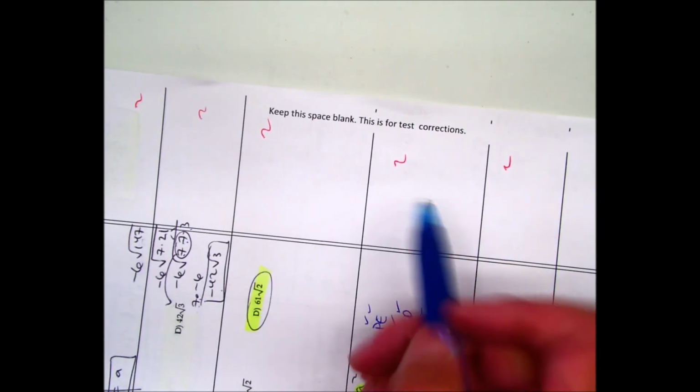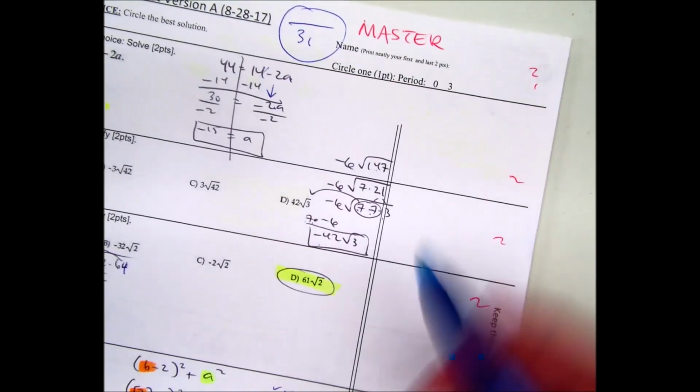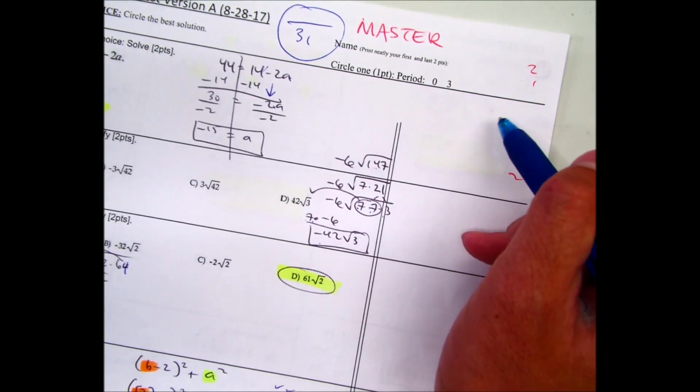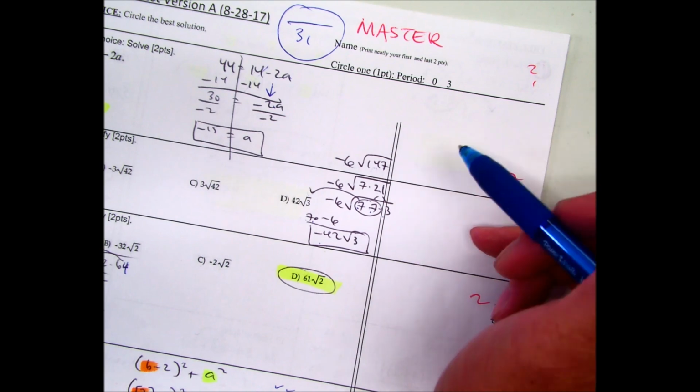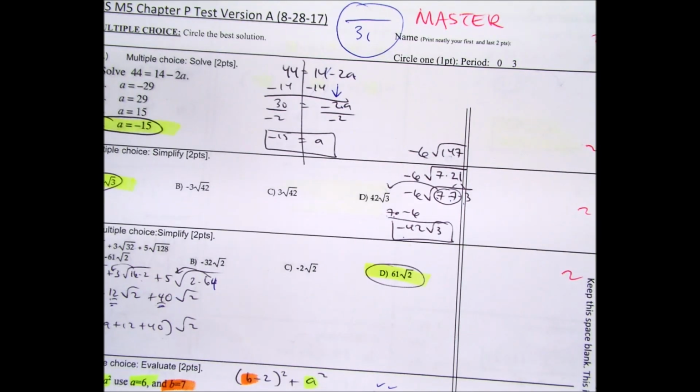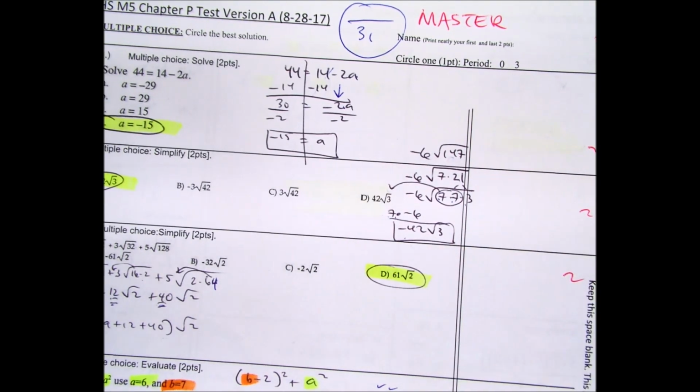Remember, you are now going to use this blank space, write one sentence of why you got the problem wrong, and redo the whole problem. If you got it correct, you could just write the word correct.